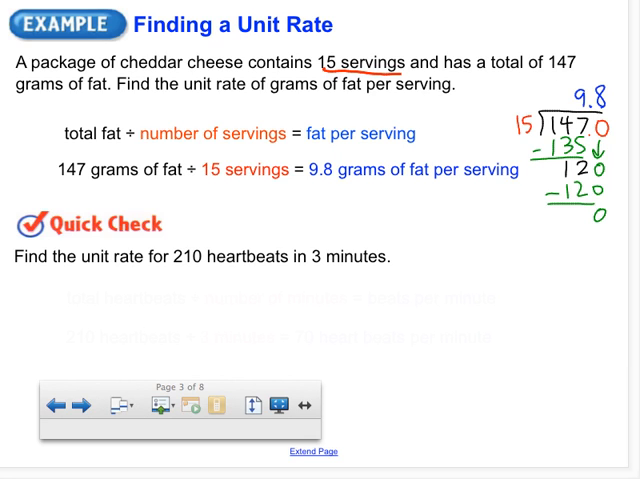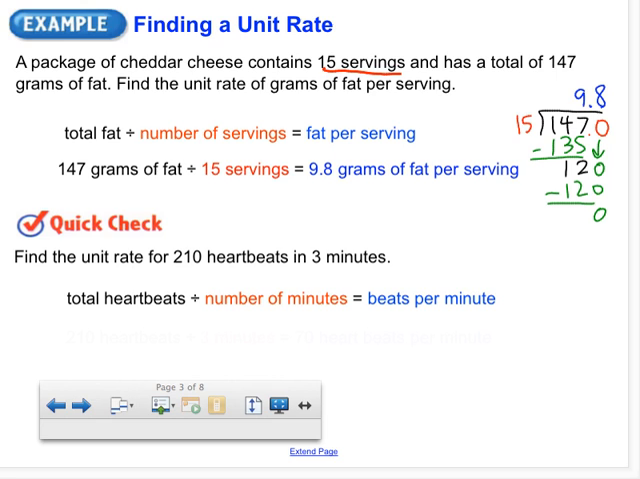Find the unit rate for 210 heartbeats in 3 minutes. That's a pretty easy one. You should be able to do that one really quickly. Some of you guys probably can do this mentally. For the sake of review, because a number of students have been messing up the decimal place, I'm going to go ahead and work it out. Does somebody have the answer already, though? What do you have, Osmond? 70. So here's what we got.